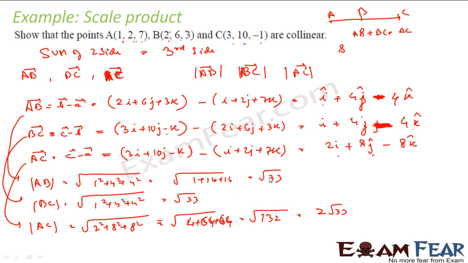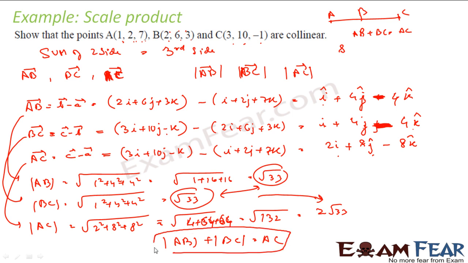Now you can see that if you add these two, you get this one, correct? That is, magnitude of AB plus magnitude of BC is equal to magnitude of AC, and that's what you wanted to prove. And this proves that A, B, C are collinear because they lie in the same line, so AB plus BC is equal to AC, correct?